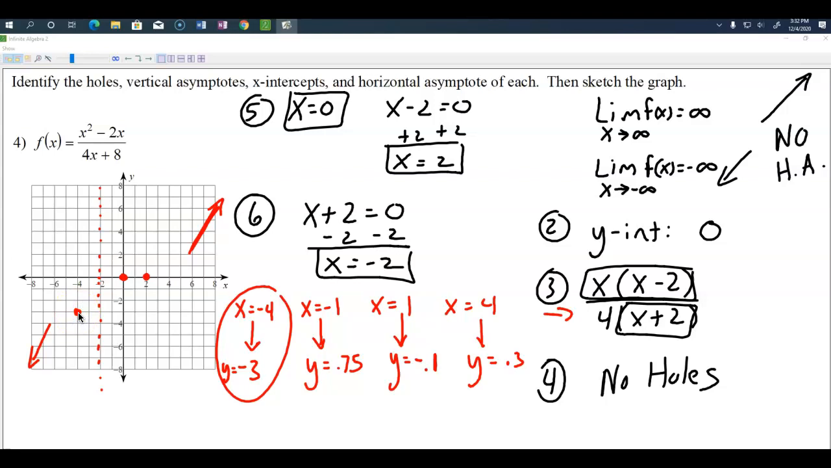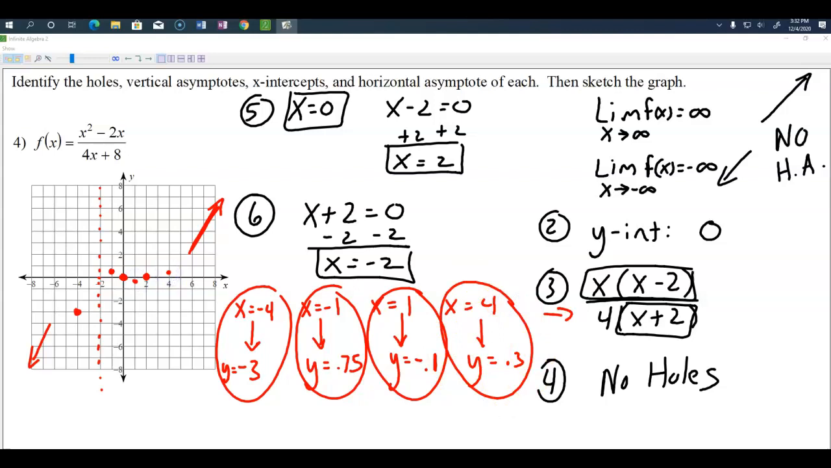And then we have -1 and 0.75, a positive value. And then we have 1 and -0.1, which would be down here, really close to the x-axis. And then we have 4 and a positive 0.3, which would be like right about here.